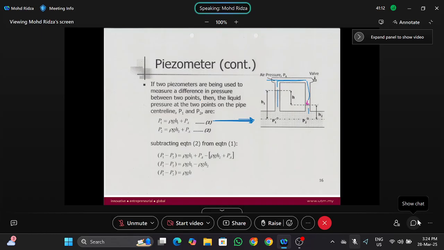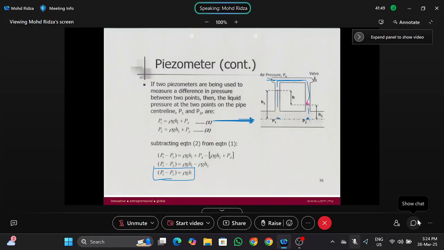So if you look at the last equation here, if you have two piezometers connected, what you can get is the difference in pressure. You can get the difference between the pressure at point 1, which is here, and the pressure at point 2. You can only get the difference. You can't know what P1 is. You don't know the pressure at 1, you don't know the pressure at 2. But what you know is the pressure difference.